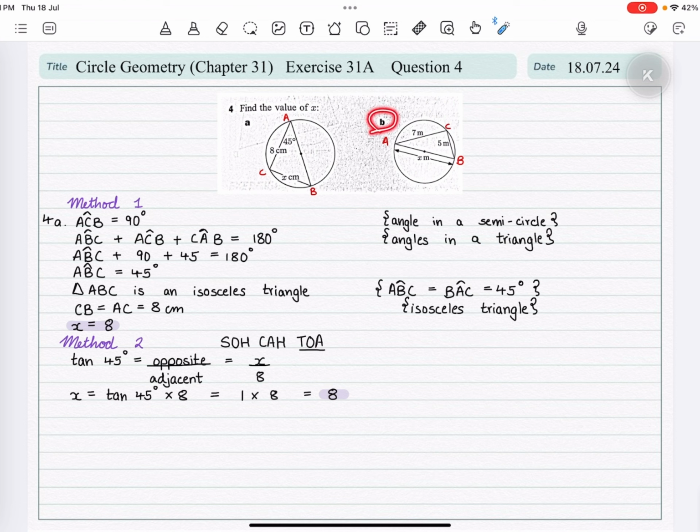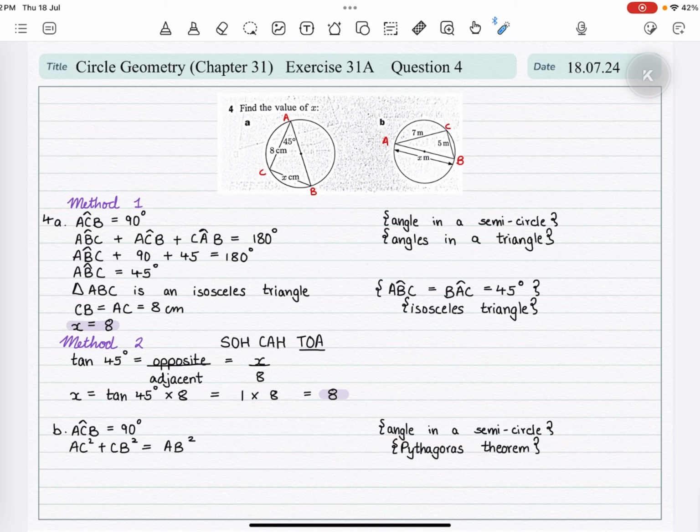And for the B part of the question, we have to use Pythagoras theorem because we have a right angle here, like the last question, but we are given two sides and none of the angles, so we can calculate the hypotenuse by Pythagoras theorem. So we'll say that ACB is equal to 90 degrees because of the angle in a semicircle theorem, and then AC squared plus CB squared is equal to AB squared because of Pythagoras theorem. And then we'll substitute the values.